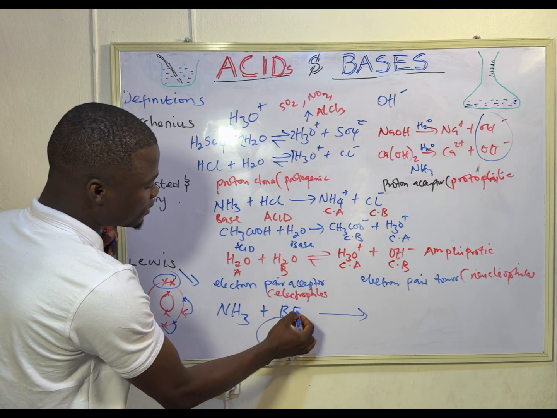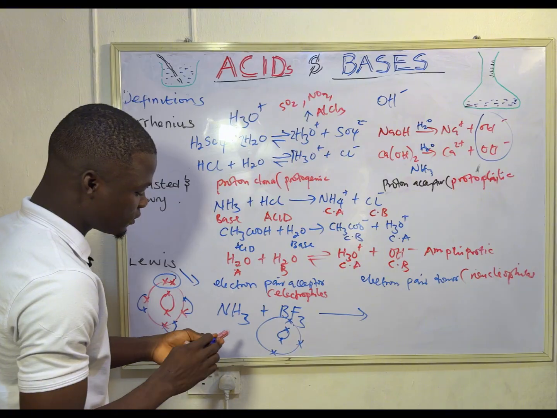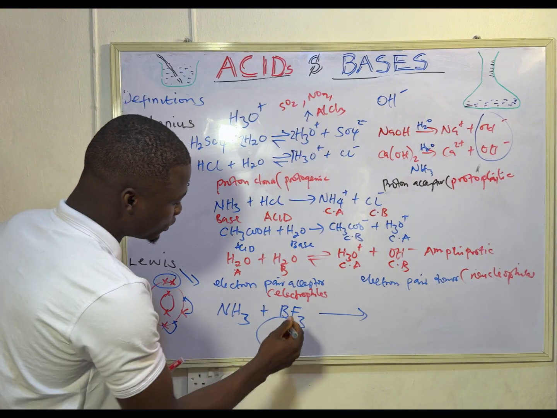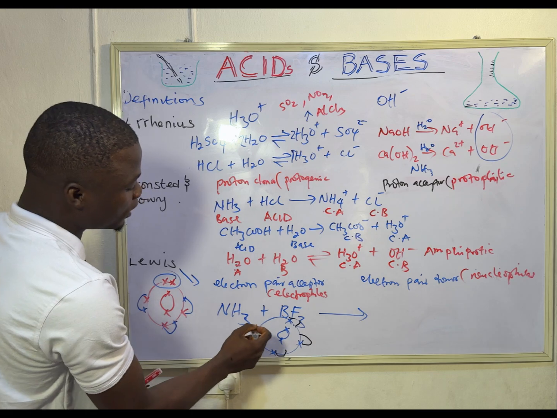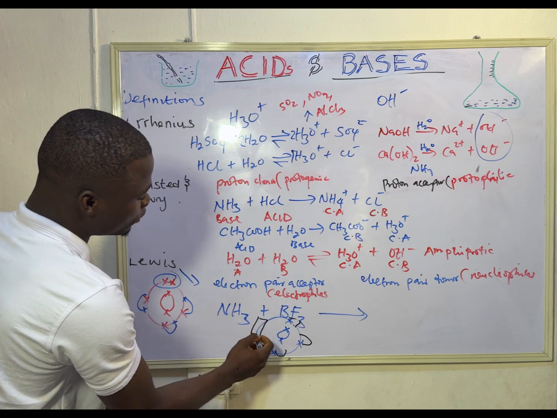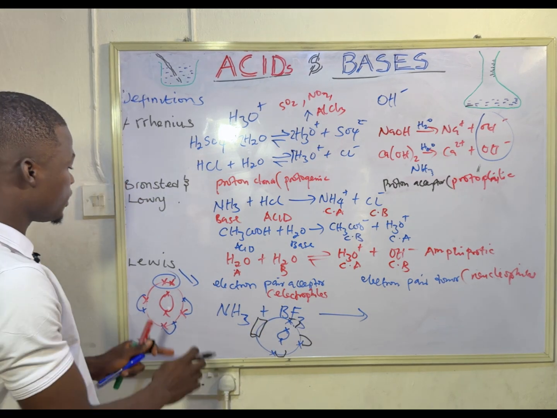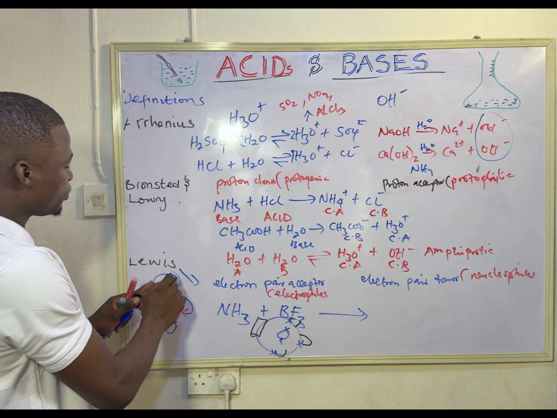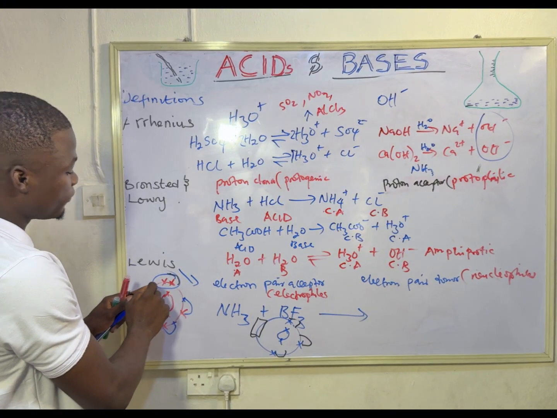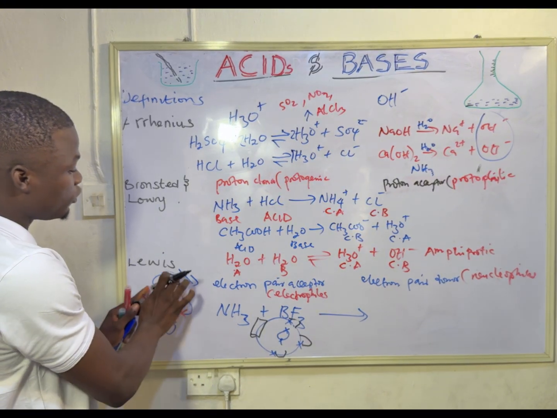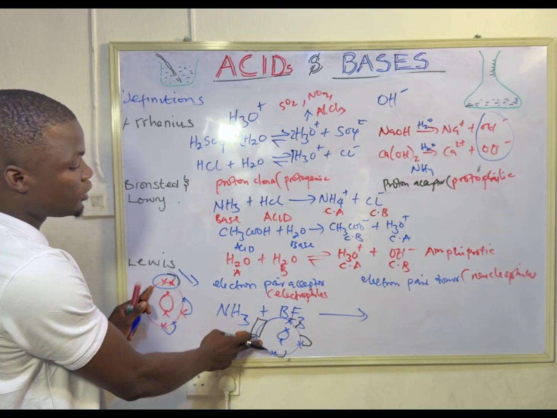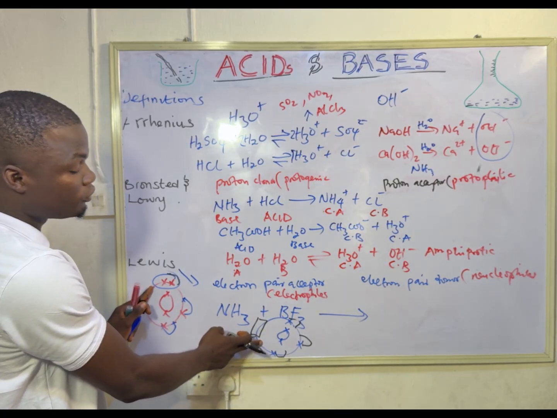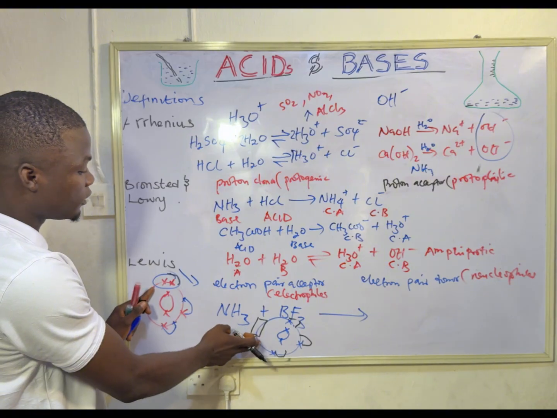While in boron, we have 1, 2, 3. So this is one fluorine atom. This is another fluorine atom bonded here. This is another fluorine atom bonded here. So there is no electron here in this place. So this lone pair of electrons that is on this ammonia will be transferred to this boron fluoride that has an empty electron pair.